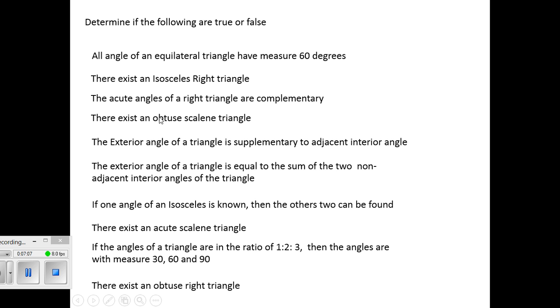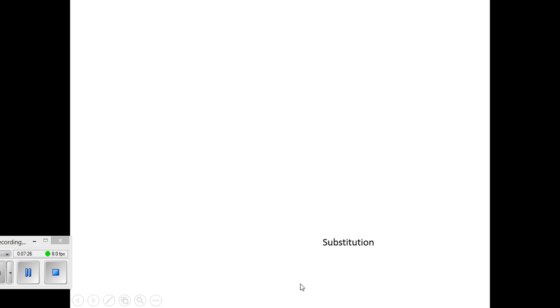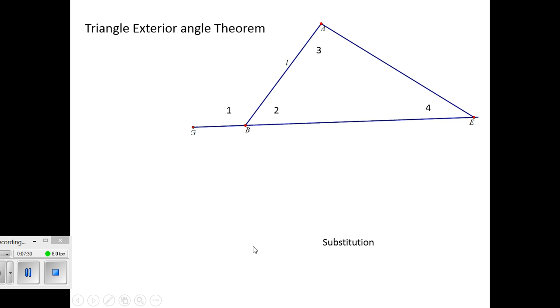I had set up here, there is an isosceles right, and I was thinking it was this question. There is an isosceles right, but there is no obtuse right, because that's the contradiction. Here, one angle is greater than 90, the other angle is 90. That already surpasses the 180 degrees allowed, so that's not going to happen. This is the theorem involving the exterior angles.